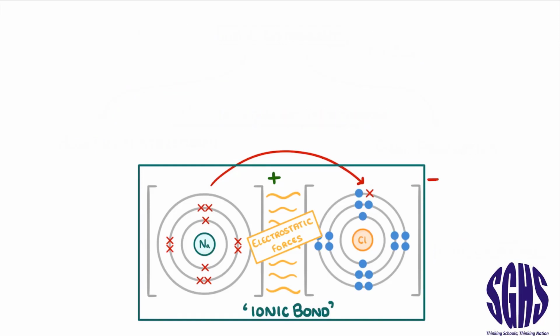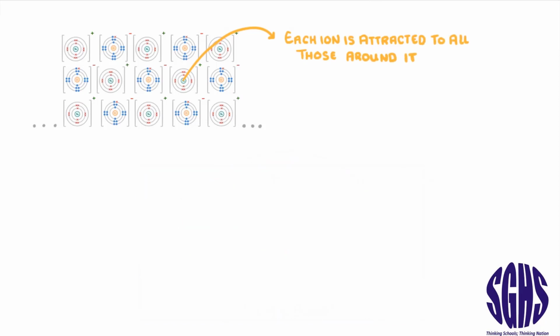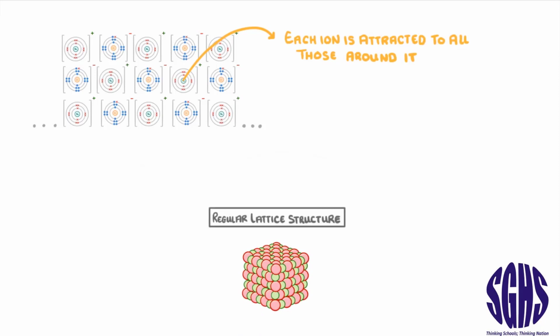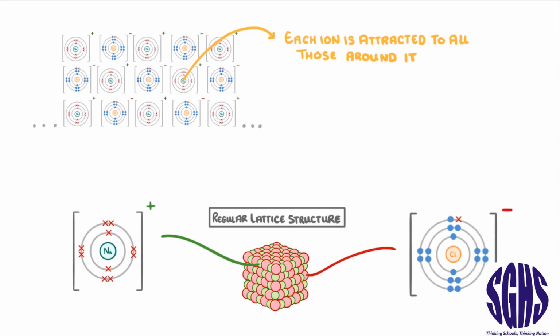In real life though, ionic compounds generally involve tons of ions, not just a couple like we showed at first. And the positive and negative ions alternate, so that each ion is attracted to all of those around it. And as this happens in all directions, it would actually form three-dimensional structures that we call regular lattice structures. So in our drawing here, the green ions represent the positive sodium ions, and the red ones are the negative chloride ions.